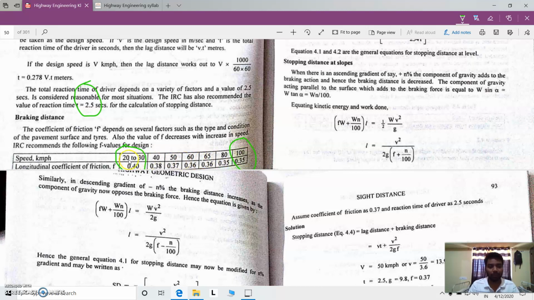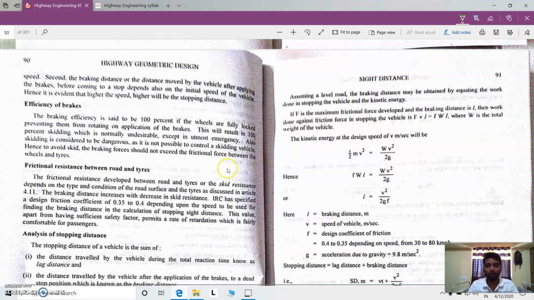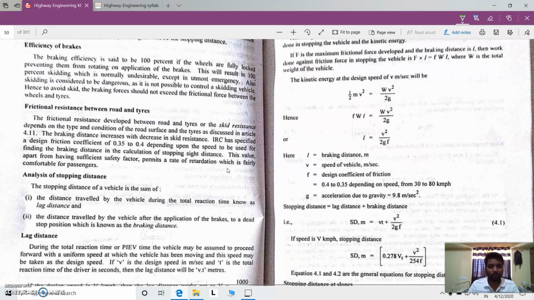Your vehicle will travel with these design speeds. For each speed, we need to consider the friction coefficient value given in the table. For a speed of 20 to 30 kmph, you have to consider the friction coefficient value as 0.4. Similarly, with respect to the speed, you consider the friction coefficient values to calculate the stopping sight distance. To calculate it, we have seen that the sum of lag distance and braking distance is considered.